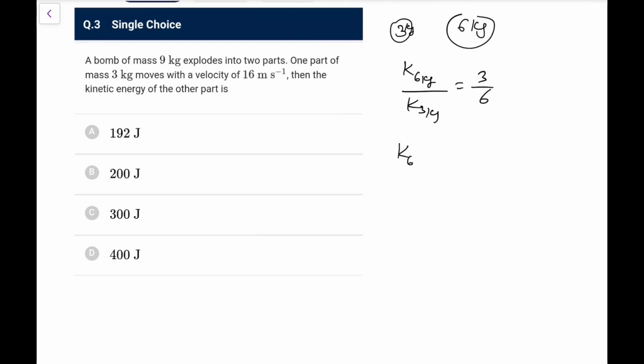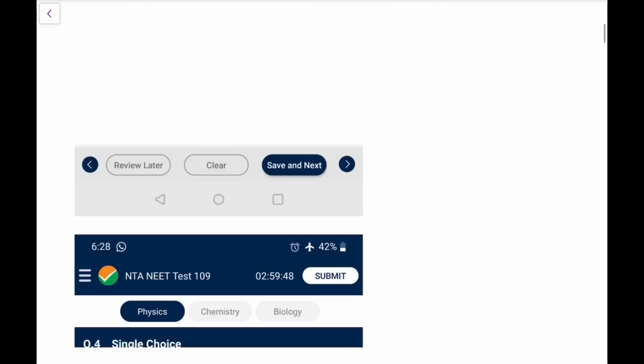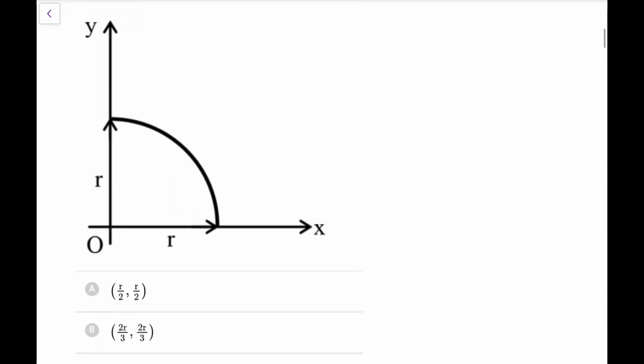So I can say the kinetic energy of the 6 kg part to the kinetic energy of the 3 kg part would be in the ratio 3:6. So the kinetic energy of the 6 kg one would be half of the kinetic energy of the 3 kg, that is half into 3 into 16 square. That is 1 by 4 into 3, 16 square is 256. So it is 64 into 3, which comes out as 192 joules. Go for option A.